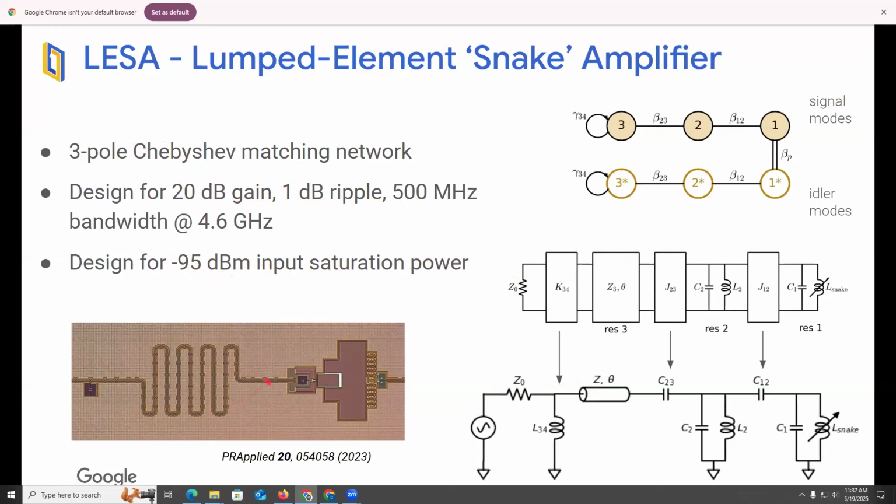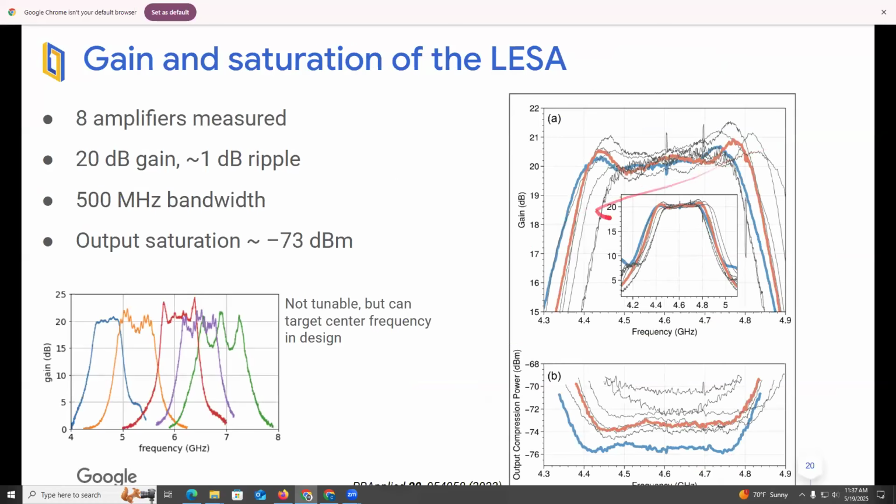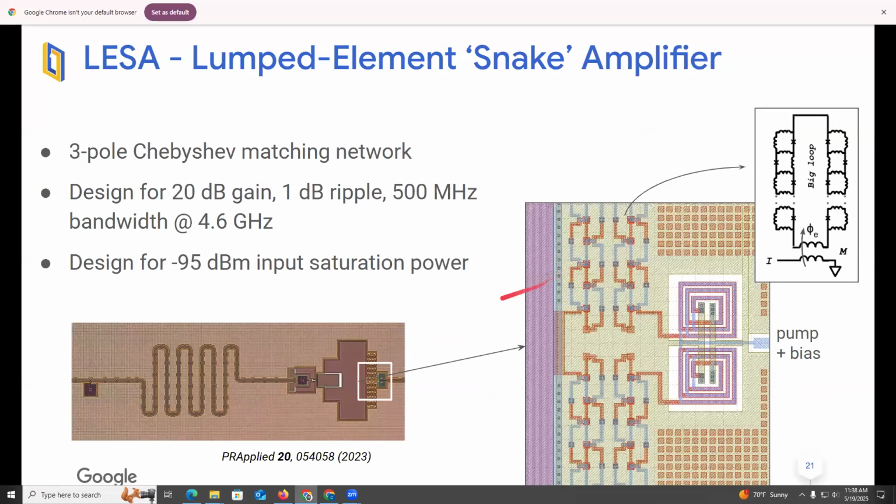This is kind of what the design looks like. This is the schematic. I want to focus on that nonlinear element, which we call the snake. Oh yeah, we measured that. It kind of works. Anyway, the snake. So the snake is basically an array of interleaved RF SQUIDs.